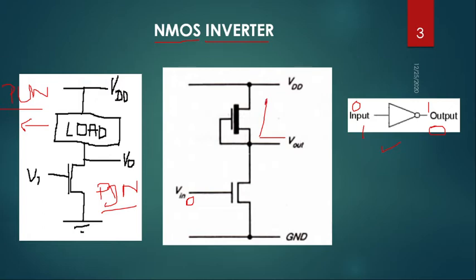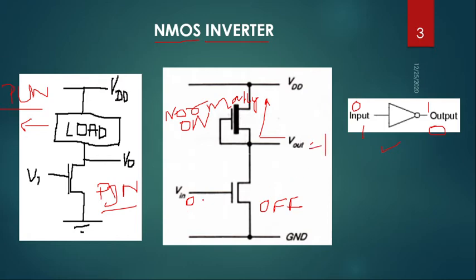Depletion type load transistors are also known as normally on. Normally on means they are on by default. They are considered to be on, and enhancement transistors are known as normally off. So when the input is 0, this transistor will be off, and this is already on, so Vout will be equal to VDD. That means it is equal to 1.